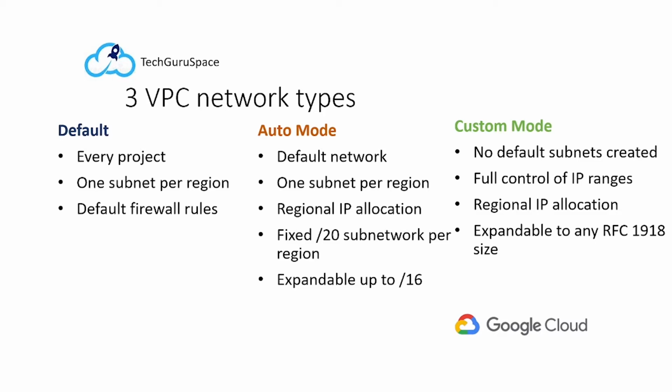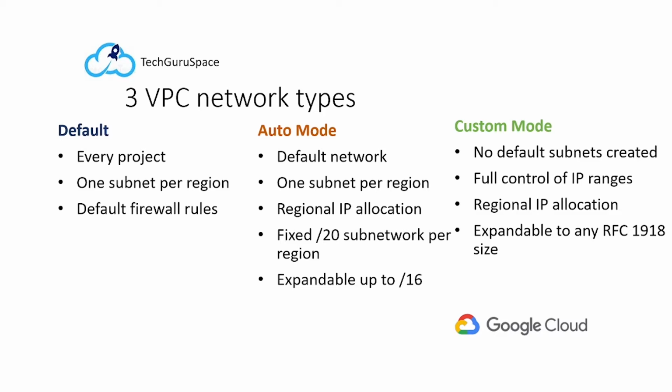These automatically created subnets use a set of predefined IP ranges with a /20 mask that can be expanded to a /16. All of these subnets fit within the 10.128.0.0/9 CIDR block. Therefore, as new Google Cloud regions become available, new subnets in these regions are automatically added to auto mode networks using an IP range from that block.